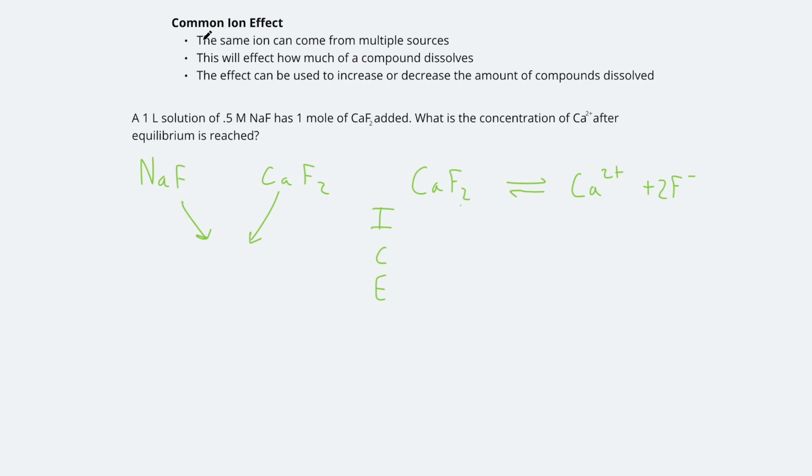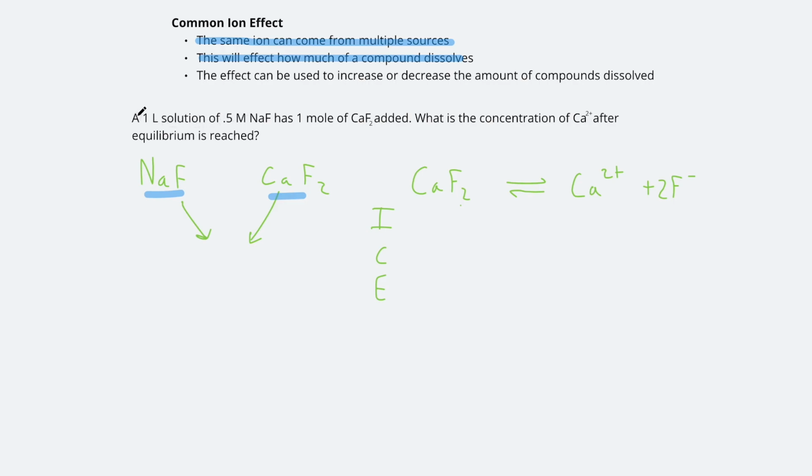Now we need to look at the common ion effect. The common ion effect happens whenever we have a similar ion that comes from multiple sources. So if you look at our example down here, we have sodium fluoride and calcium fluoride both going into the same solution. So we have fluoride ions coming from 2 different compounds. And what's going to happen is that this is going to affect how much of one of these compounds can dissolve. In the practice problem we have here, we're going to show how this lowers the solubility of the compound that has the lower Ksp.